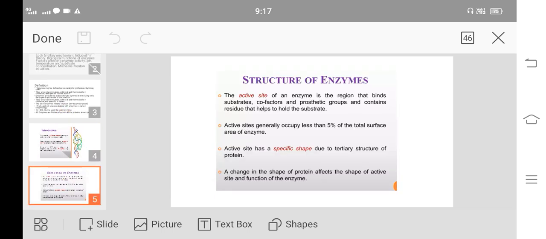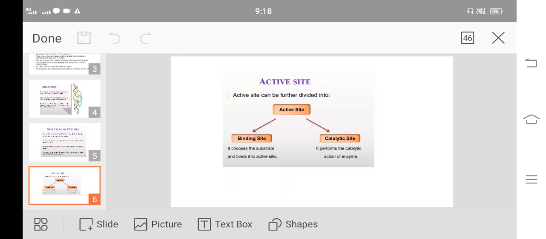Structure of enzyme. The active site of an enzyme is the region that binds substrate, cofactors and prosthetic groups, and contains residues that help to hold the substrate. Active sites generally occupy less than 5% of the total surface area of an enzyme. The active site has a specific shape due to the tertiary structure of the protein. A change in the shape of the protein affects the shape of the active site and the function of the enzyme.